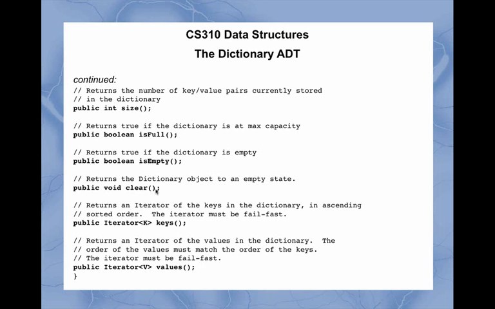Clear zeroes out or empties the dictionary, returns the dictionary to an empty state, and then you have two iterators, keys and values. Now you may have different requirements for the iterators, but typically this is how it is done. The key iterator returns the keys in sorted order. The value iterator returns them in the same order as the key iterator. That is, if we take both iterators and run through them, each key in turn will match the next value that comes out. So if the keys come out A, B, C, then the values come out with the values that match those keys, A, B, C.